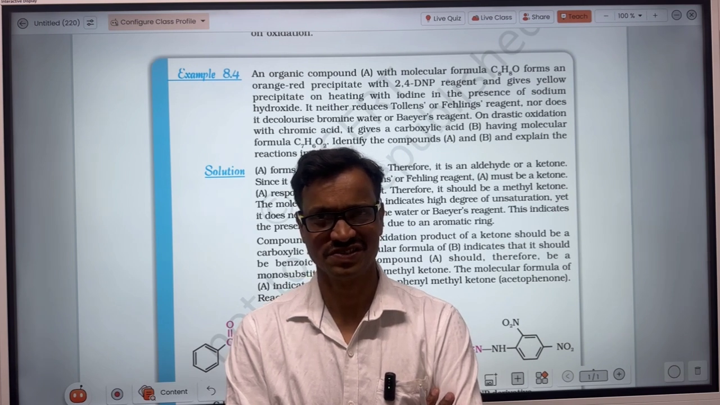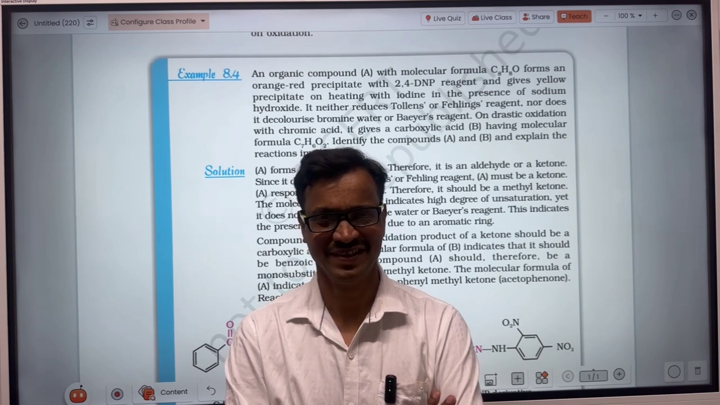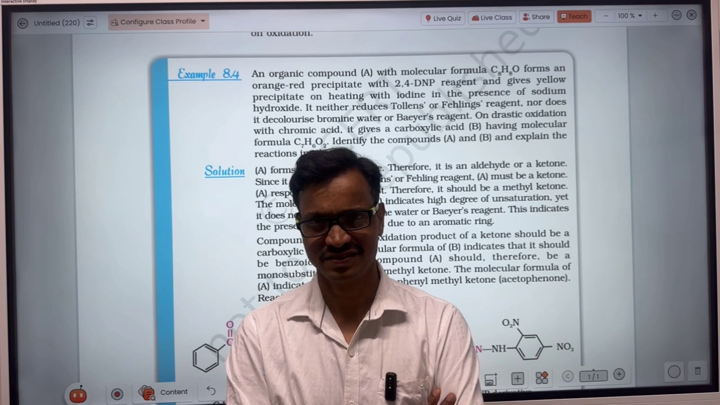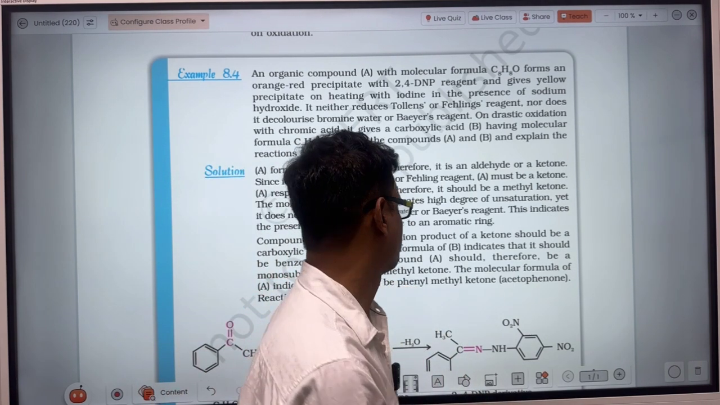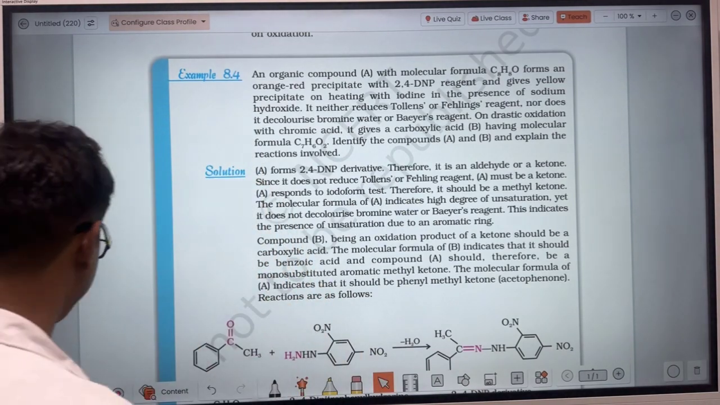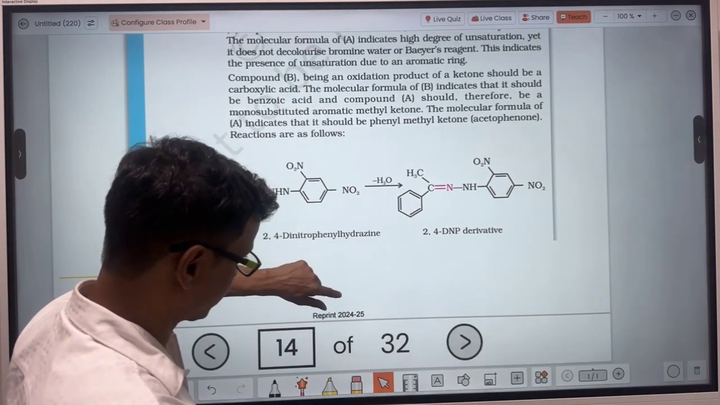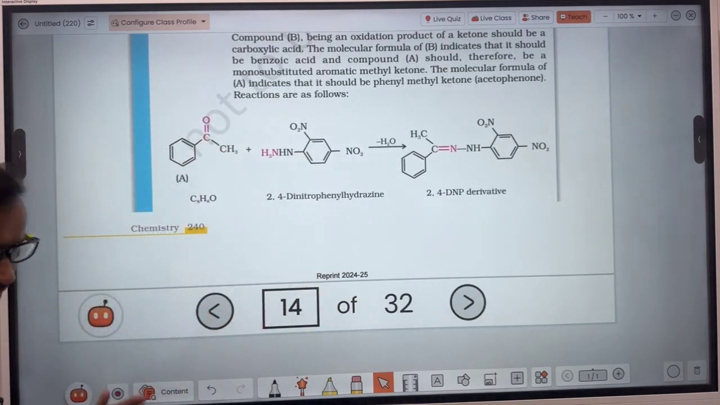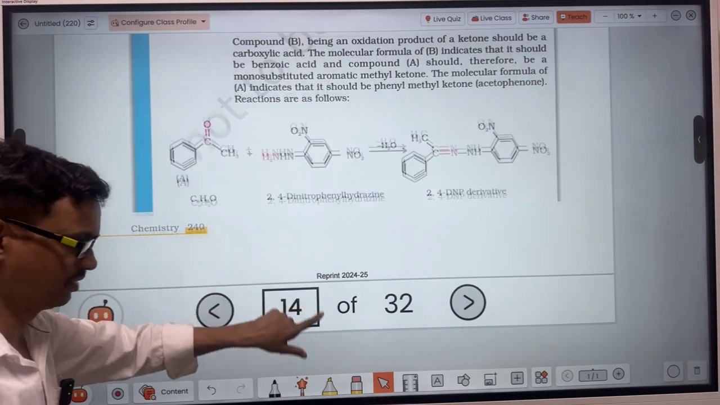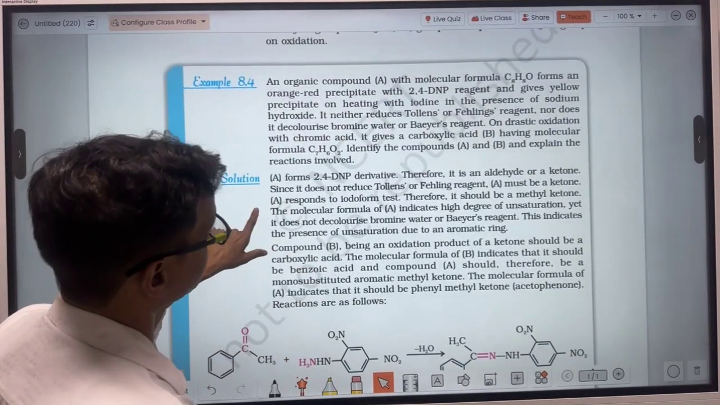Firstly, I shall discuss only the questions of IIT Main. Later on, for the IIT Advanced, there will be separate videos. Let's see this question, example 8.4 of the chapter Aldehyde, Ketone and Carboxylic acid, page number 14. You watch out on the NCERT book.